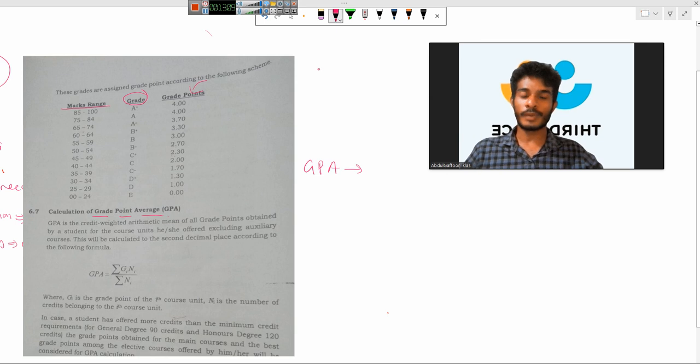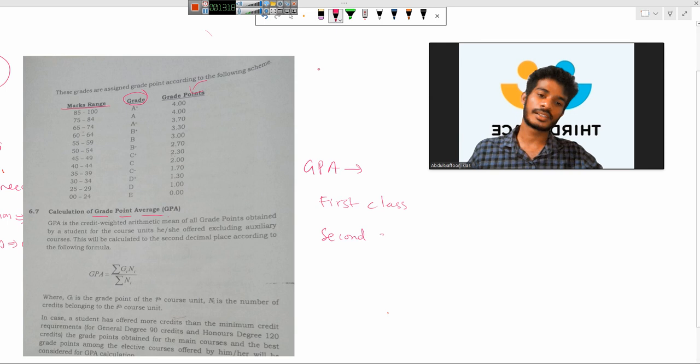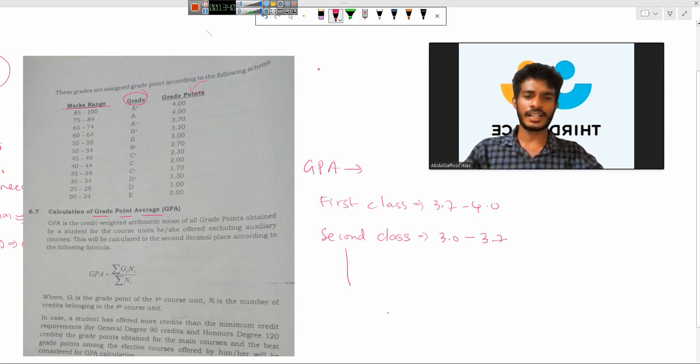These are the things that you are familiar with: first class, second class. So there are some class awards, right? If you have first class, you should have a GPA of 3.7 to 4.0, and if you want to have second class, you should have a GPA from 3.0 to 3.7, I think, right? In second class we have two divisions.